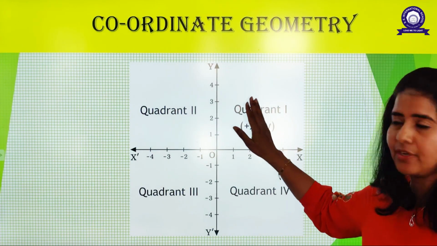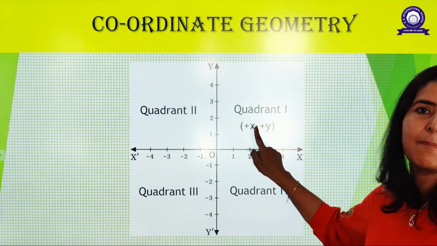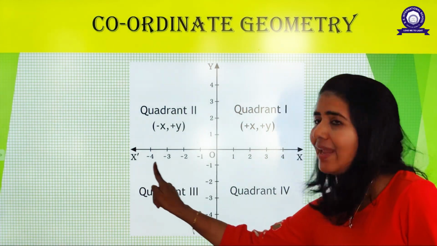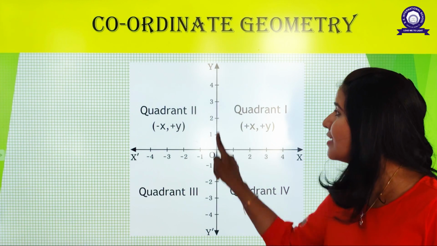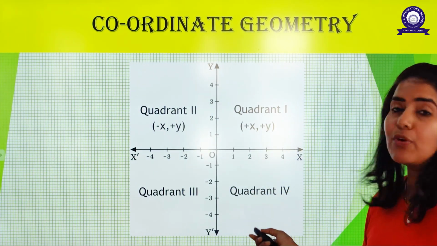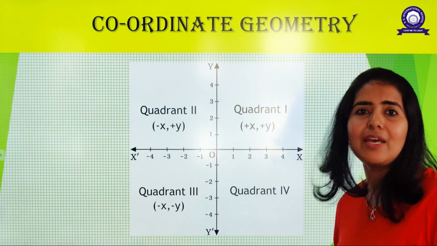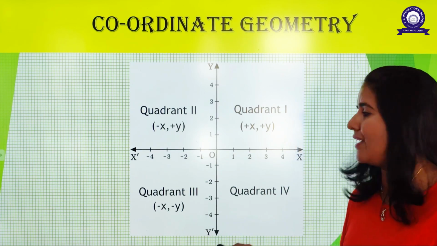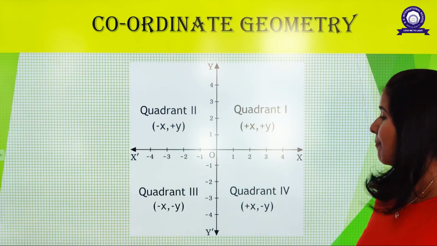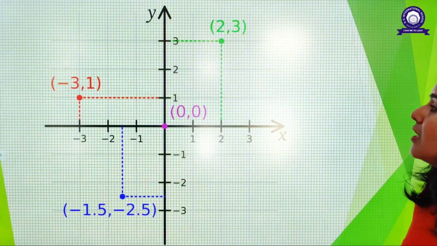Now, in the first quadrant, you see x is positive and y is positive. So you will have plus x and plus y. In the second quadrant, you see x is negative and y is positive. So you have minus x and plus y. Can you tell me what's going to come next? Yes? Correct. Because x and y both are negative here. So you have minus x and minus y. Then you have x as positive and y as negative. So you have plus x and minus y.